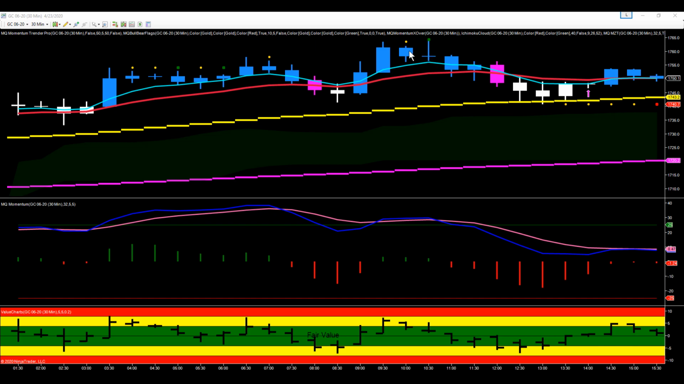Now, this wasn't a failed bull flag yet because the low of this bar wasn't lower than the low of the setup bar. The setup bar low was 1756.10. The low of this bar was 1756.5. So at this point, when this bar closed, it wasn't a failed bull flag yet.